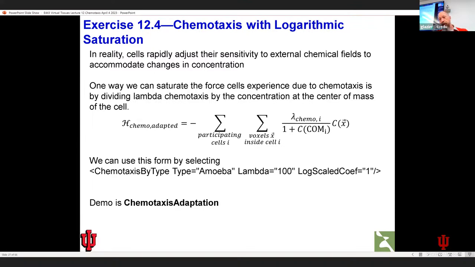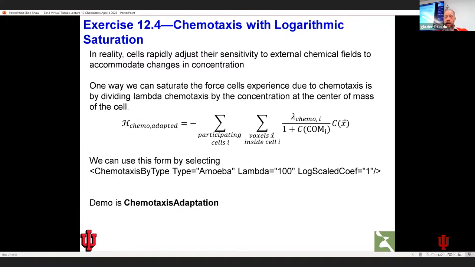Now, of course, it's possible that I could have a high concentration with a small gradient sitting on top of it. In this particular case, the cell won't respond to that. It will basically ignore it. If you're a biologist, you talk about fold changes a lot. The cell is sensitive to fold changes, not to linear changes in concentration.